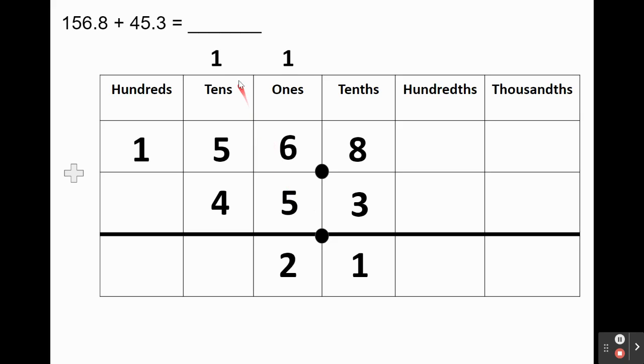Now we can add the tens place. 1 plus 5 is 6, plus 4 is 10. So we'll put a 0 in the tens place and regroup the 1 to the hundreds. Now we can add the hundreds place. 100 plus 100 is 200. We can place the decimal point between the ones and the tenths place. So our answer is 202 and 1/10. Let's try a subtraction problem.